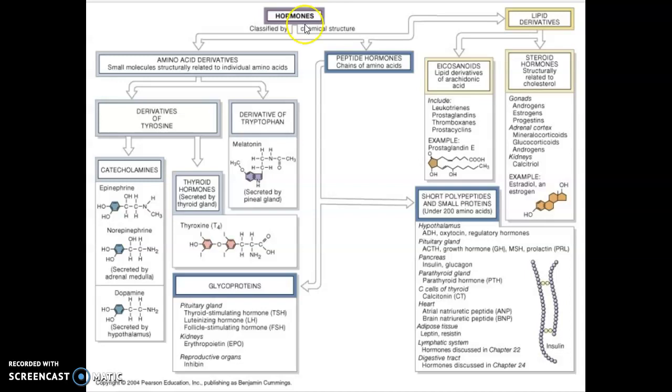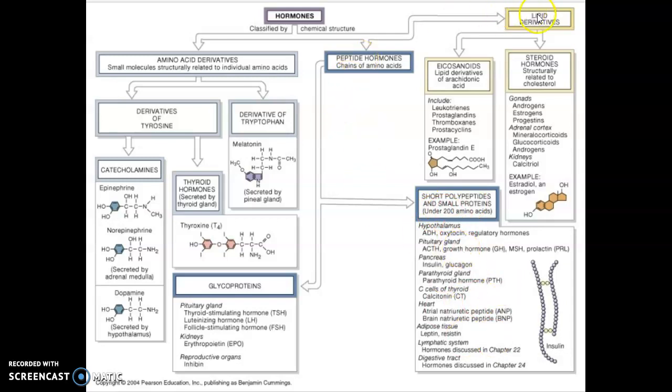So what we're going to look at in this chart here, which is kind of an introductory chart to the chemical nature and structure of the different types of hormones. So notice in this column we have hormones that are derived from amino acids. So this area right through here would be hormones derived from amino acids. Our next column, which would be our largest group of hormones, are peptide hormones. In other words, they're made up of chains of amino acids, and they would include this group called glycoproteins and this group called short polypeptides and small proteins.